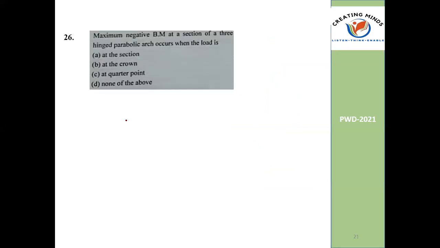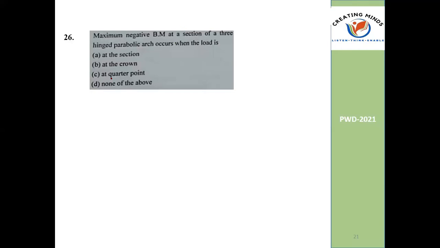Yes. Maximum negative bending moment at a section of a three-hinged parabolic arch occurs when the load is at where you may expect negative bending moment. Option B, at crown. Any other answers? Sir, I guess it's option D. D, none of the above.